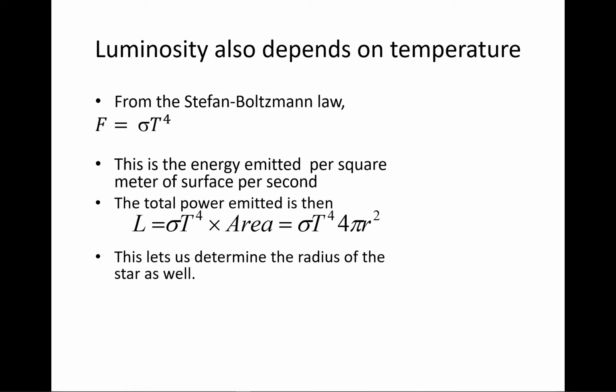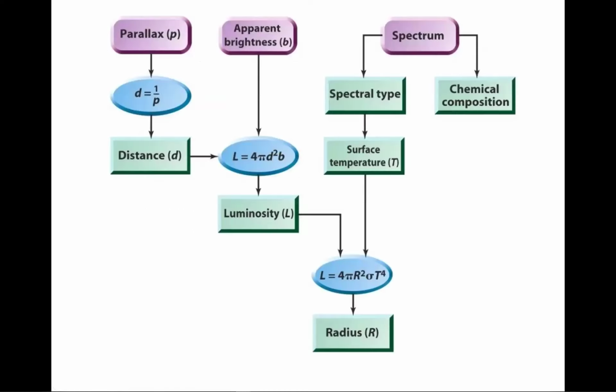We can determine the surface temperature. We can determine the elements present in it. If we measure the distance to it and measure the brightness of it at our location, we can find out the luminosity. Then we take that, combine it with the temperature, and we can determine the radius, or the diameter, of the star. So we don't have to have them be anything other than pinpoints.